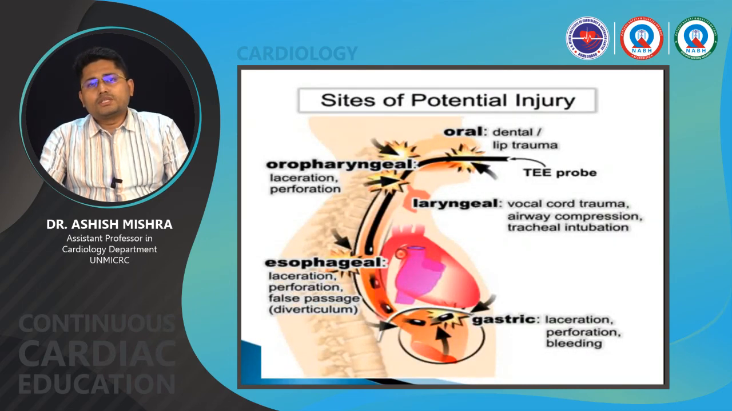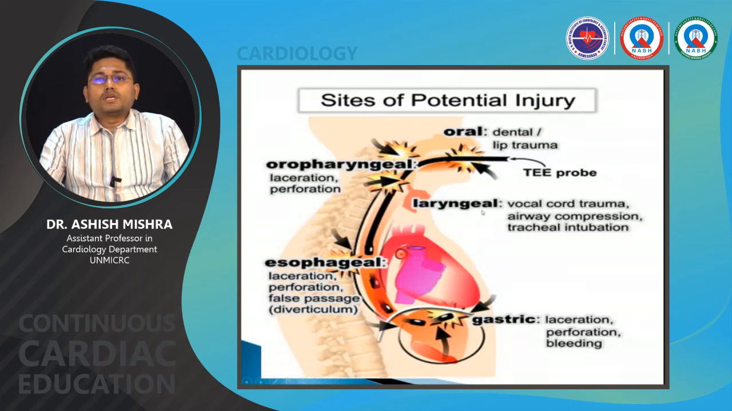These are the potential sites of injury. Basically, at the oral level, we can have dental or lip trauma. At the oropharyngeal level, we can have laceration or perforation due to malpositions, excessive pressure, or inappropriate advancement technique. Then at the esophageal level, again we can have laceration, perforation, or upper GI bleed during the procedure.